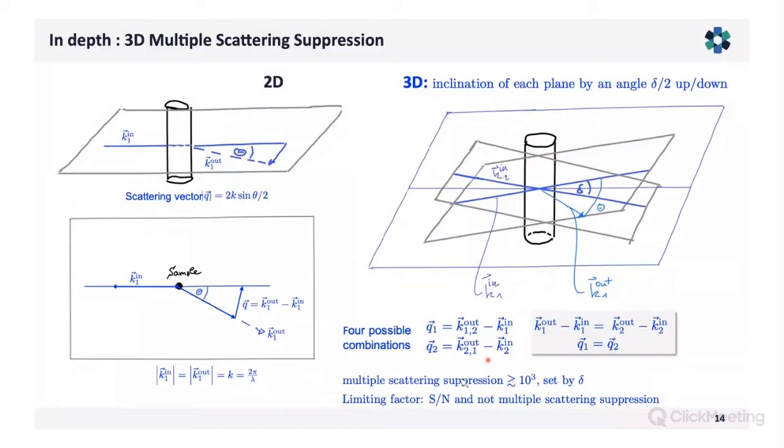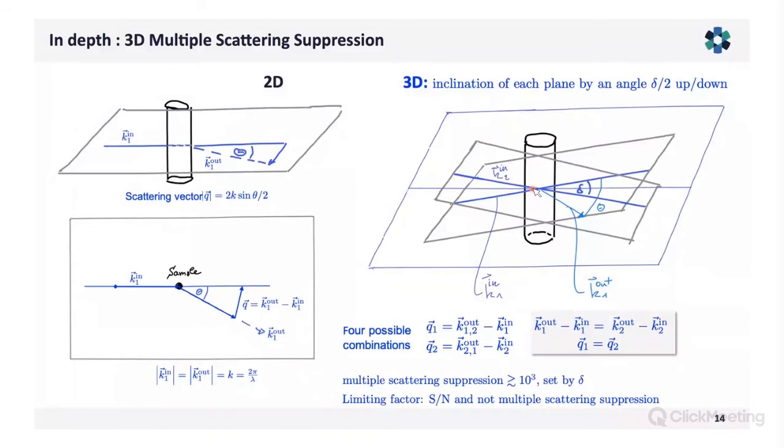The suppression of multiple scattering can be shown to be better than a factor of 1,000, and it's set by how much you incline these 2 planes. In practice, it has been shown over and over again that the signal to noise is the limiting factor and not the multiple scattering suppression, because the dynamic range you have, 1,000, is already a lot, and you will not be able to explore the problem of it not being good enough to suppress multiple scattering. So for all practical purposes, multiple scattering suppression is perfect, but you still have to deal with limited signal to noise in your experiment.